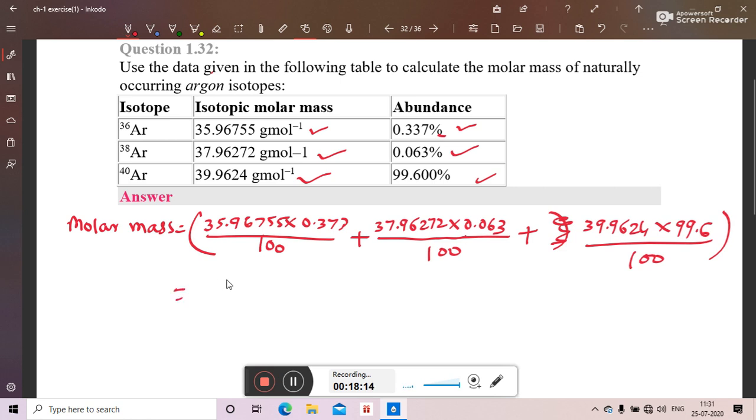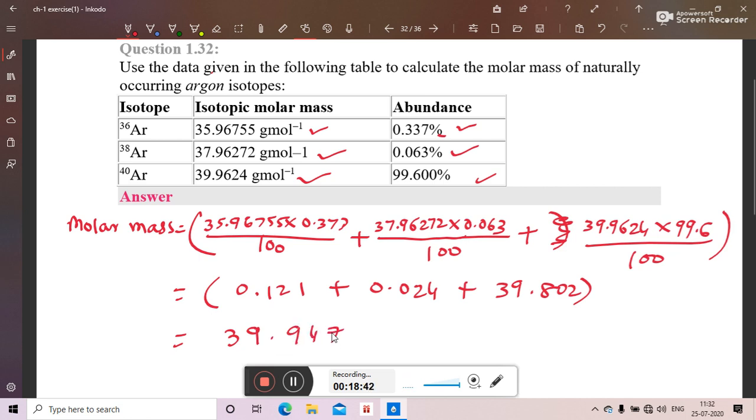So when you solve this, we will see that the multiplication and division of the first term will give you 0.121. For the second term it will be 0.024, and for the third term it will be 39.02. Now we have to add all the 3 average values. So finally we will get 39.947, and the unit of molar mass is gram per mole. So we know that the molar mass of argon is 40. Okay, so our answer is nearly equal to 40, that is 39.947 gram per mole.